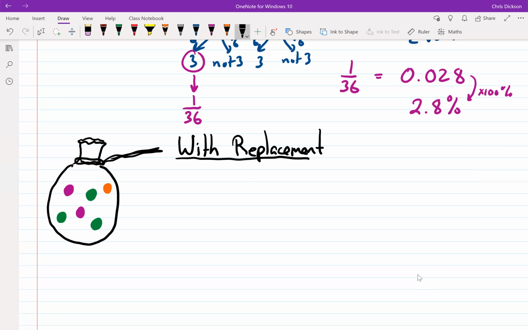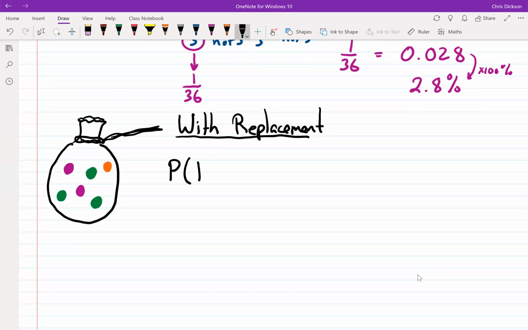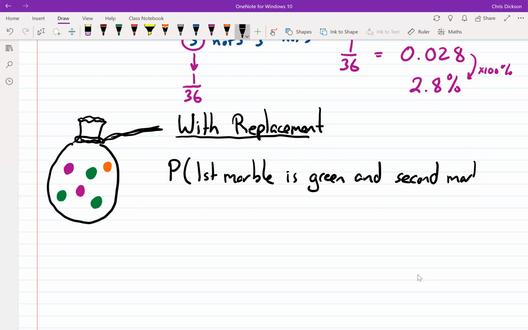Okay, and the question is, let's say, what is the probability of the first marble being, sorry, being green? First marble is green, and second marble is orange. Kind of running out of room here. Okay, hope I squeezed that in enough.